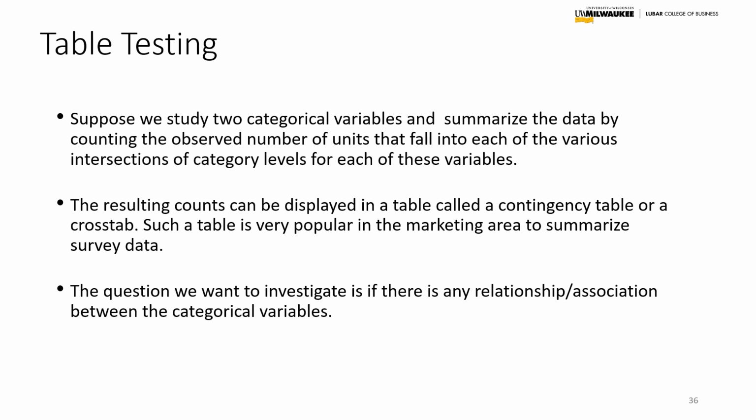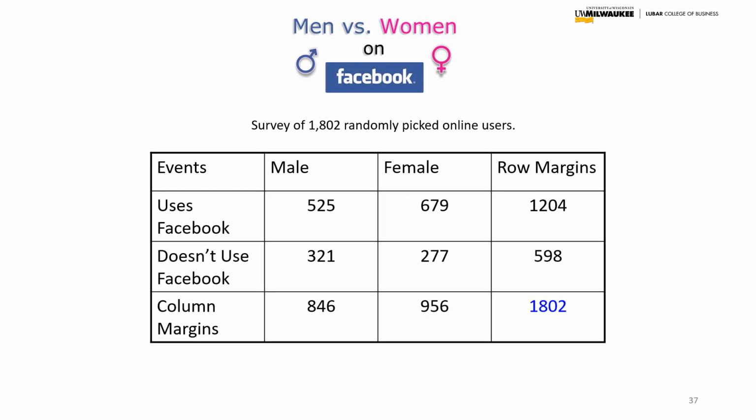The question we want to investigate is if there's any relationship between categorical variables. Here's a simple example. Consider a survey of 1,802 randomly picked online users, and we're going to look at the category of gender against the category of using Facebook or not. Here is a contingency table. We have cells that are intersections. For example, the 525 are the number of users who are male and use Facebook.